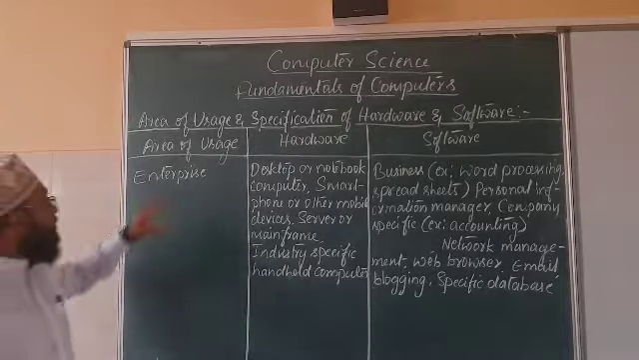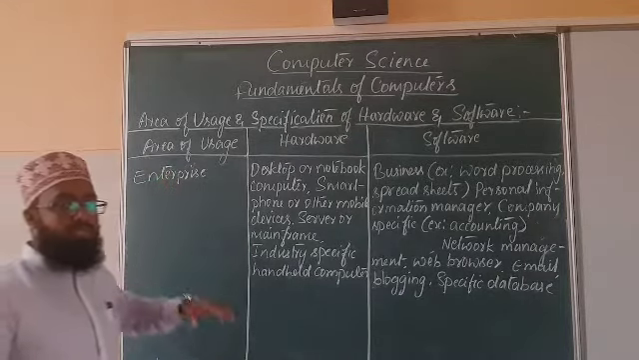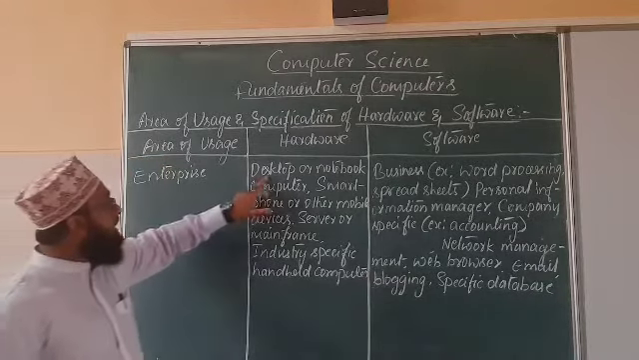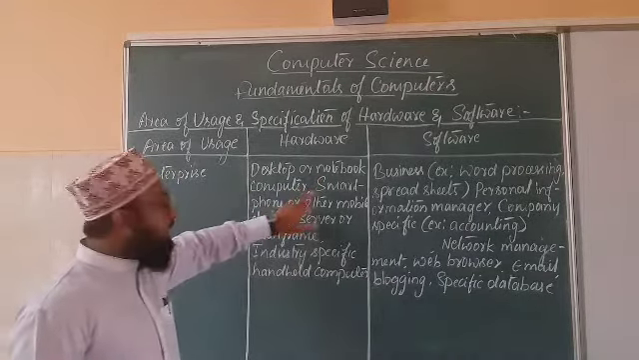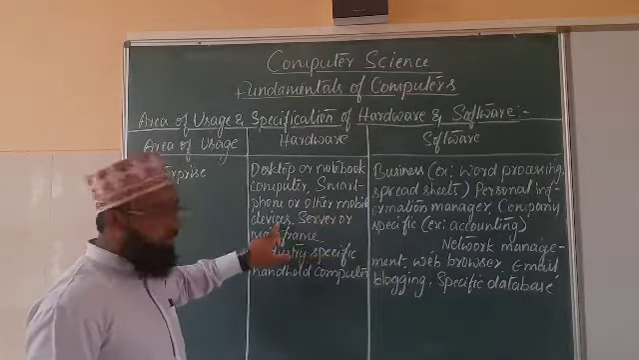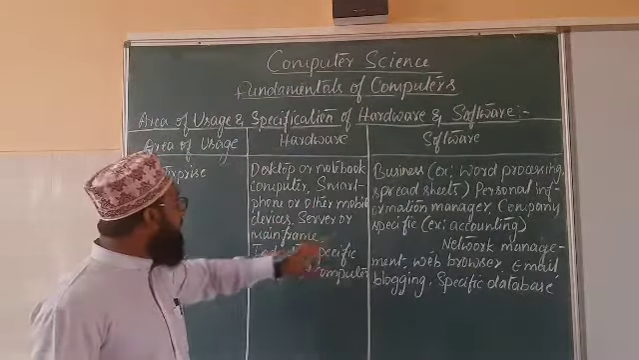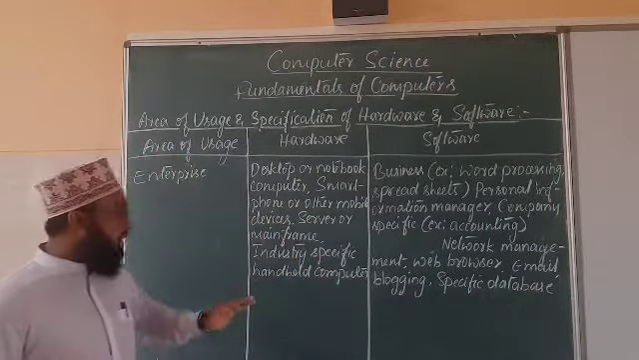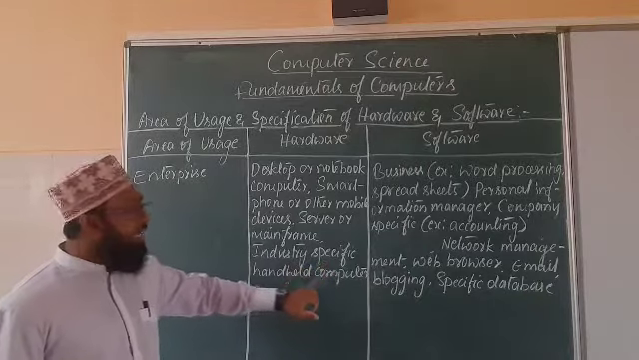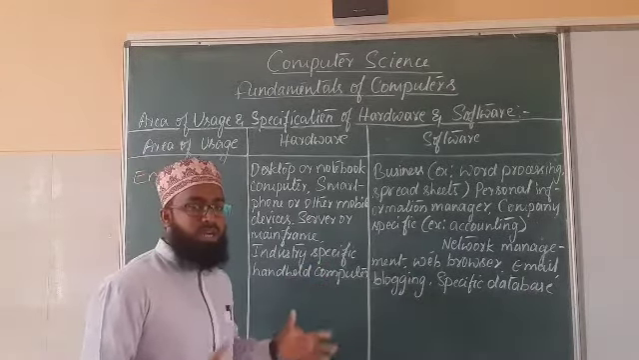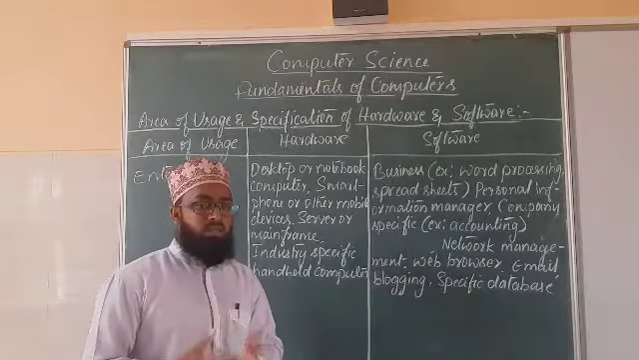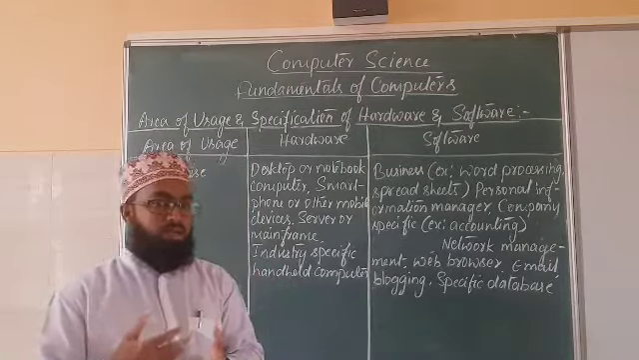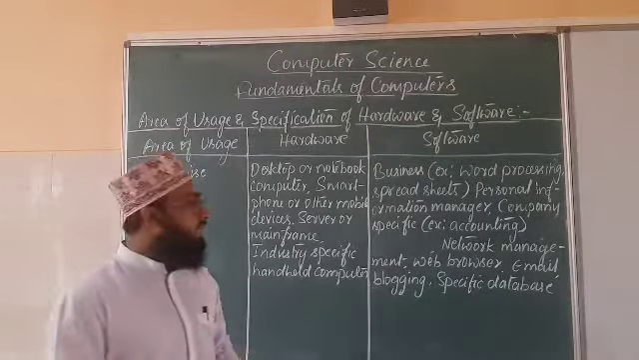Now we are discussing the third thing, that is enterprise. Enterprise means any traders, any sales, okay, that is enterprises. They need desktop or notebook computers. Then smartphones or other mobile tabs and all. Then server or mainframe computers. Server computers are the mainframe computers which we have discussed. Industry specific handheld computers. Industry specific handheld means just like printing machines which will print from hand, or handheld mobiles or palmtops are needed.